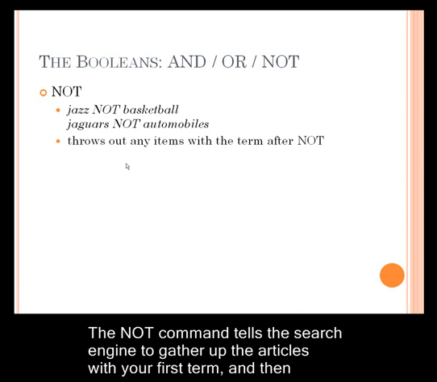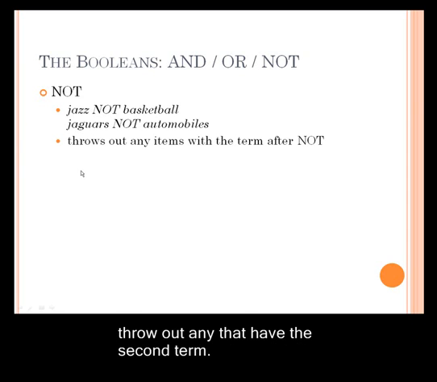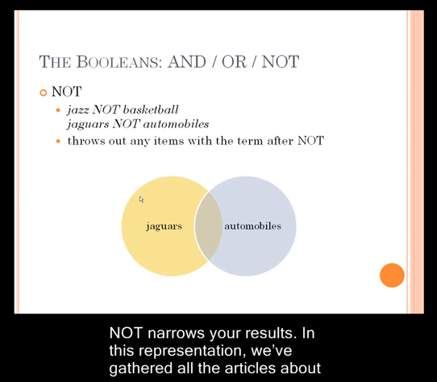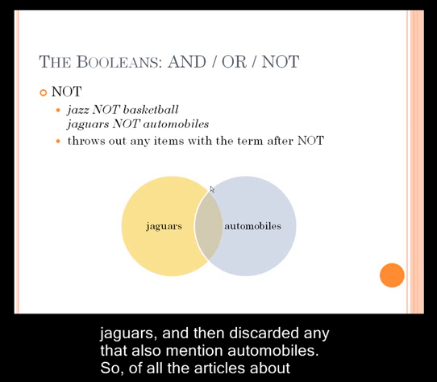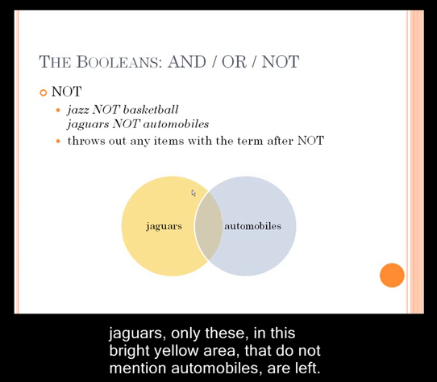The not command tells the search engine to gather up the articles with your first term and then throw out any that have the second term. Not narrows your results. In this representation, we've gathered all the articles about Jaguars and then discarded any that also mention automobiles. So of all the articles about Jaguars, only these in this bright yellow area that do not mention automobiles are left.